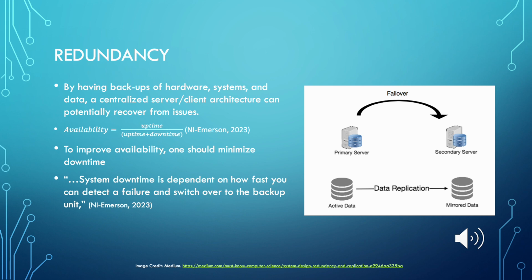In that case, you would want to improve the availability, and as you can see just from the mathematics, one way to do that is to reduce the downtime. So how do you reduce the downtime? Well, you can certainly do that with redundancy. If you have good redundancy measures in place, your system downtime is only dependent on how fast you can detect and switch over to a backup unit during the course of some kind of catastrophic failure.